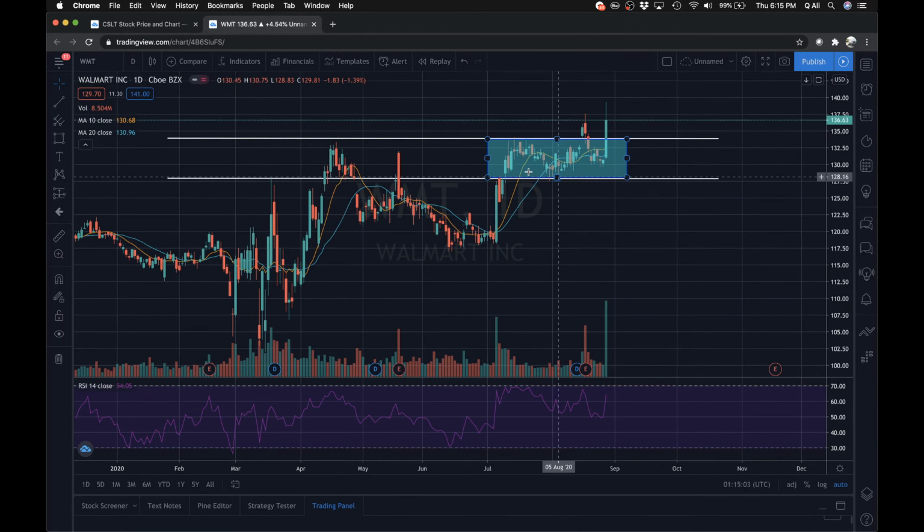Now the stock had some pretty massive news for Walmart today. They got the news that they were also interested in purchasing TikTok with Microsoft, which I would not know for the life of me how they're involved.